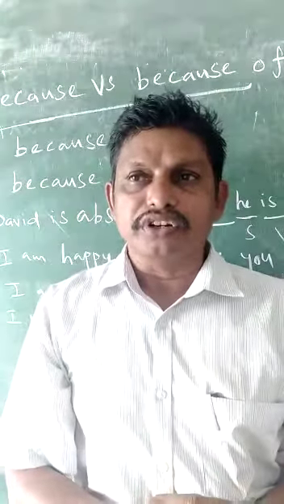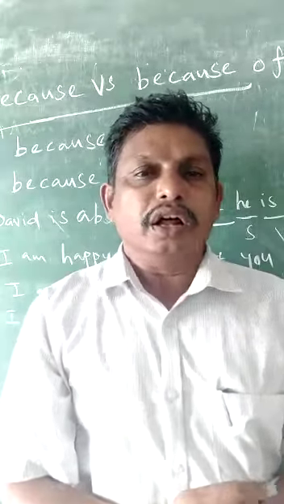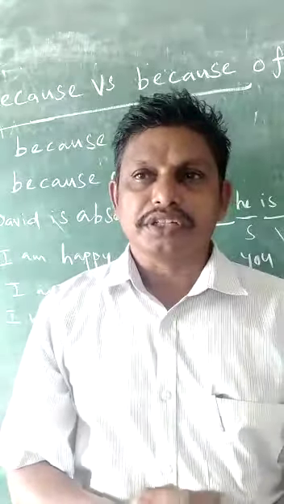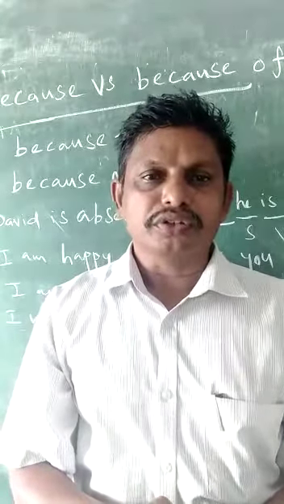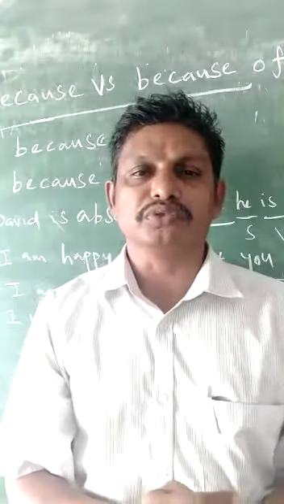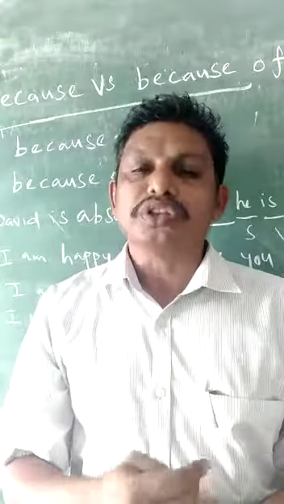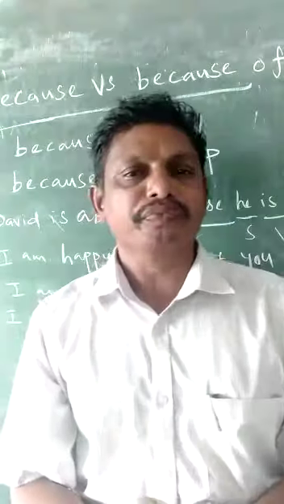Conjunction is a word which is used to join two words or sentences, and before we understand this usage and grammatical structure, we should know its meaning. For what purpose do we use these two words? In order to know the reason, we use these two terms, because and because of.